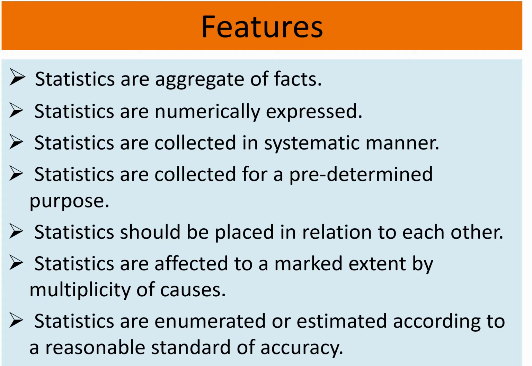Next, statistics are enumerated or estimated according to a reasonable standard of accuracy. Statistics must be accurate, as I told you. Statistical data are used on the basis of statistical inquiry. If the scope of our inquiry is limited, then we will collect the data by the method of actual counting. On the other hand, if the scope is wide, we will collect the data by the method of estimation. So that's why it is enumerated or estimated.